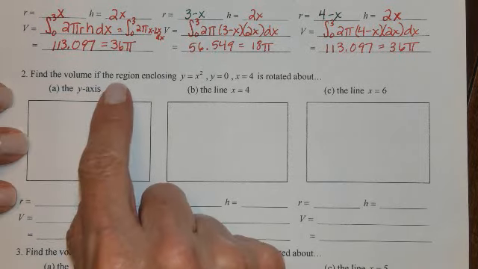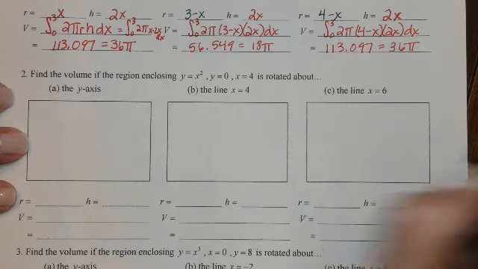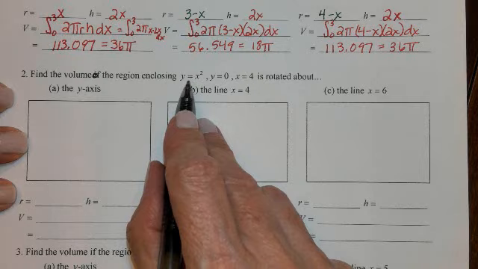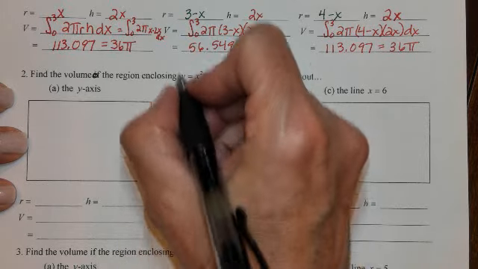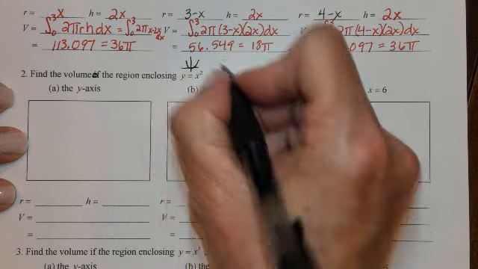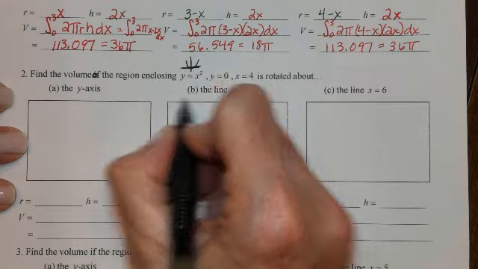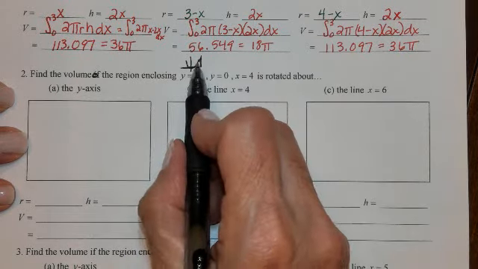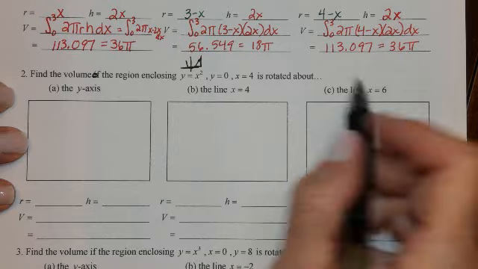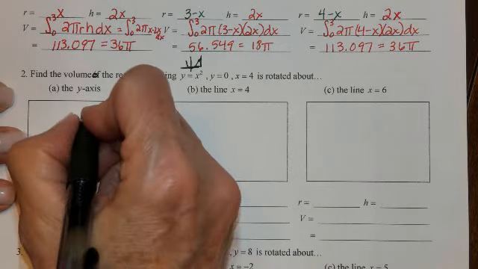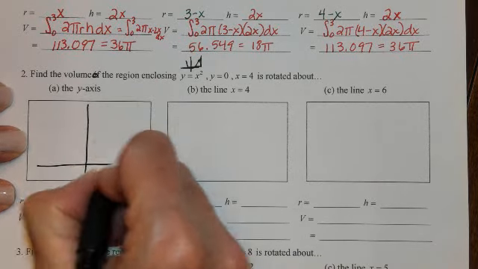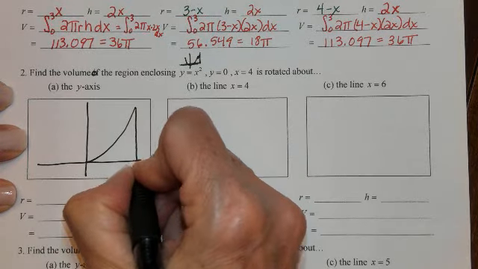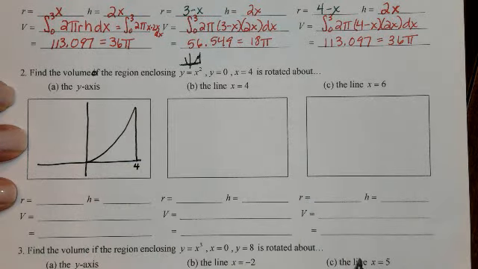Find the volume of the region enclosing y equals x squared. That's just our parabola, right? y equals 0, that's the x-axis, and x equals 4 is out here. So the region's going to be this piece right here. We're going to begin by rotating it around the y-axis, so let's draw our region. It'll be this piece of a parabola, and then this is at x equals 4 here.